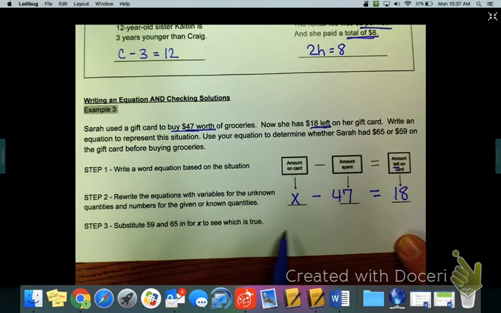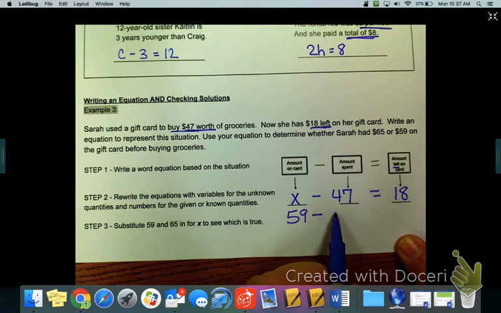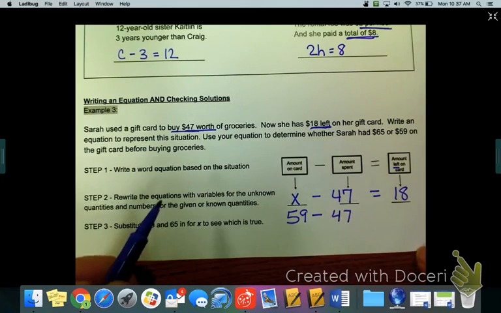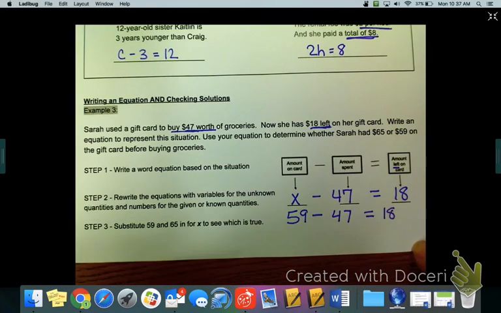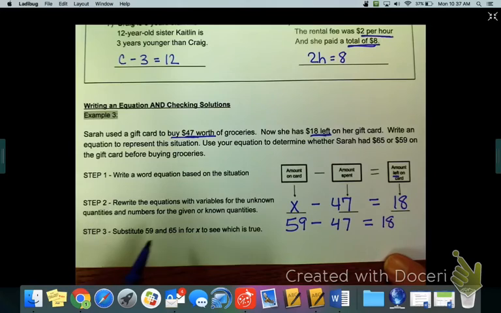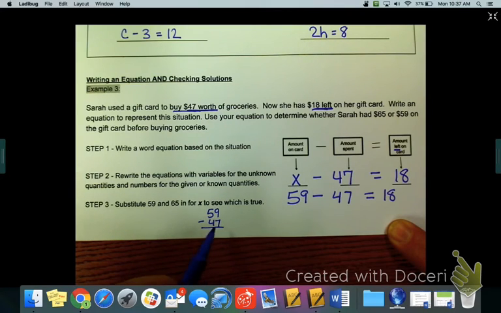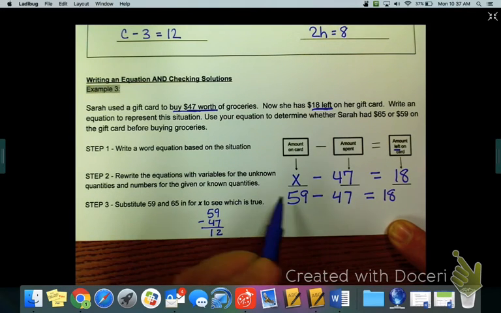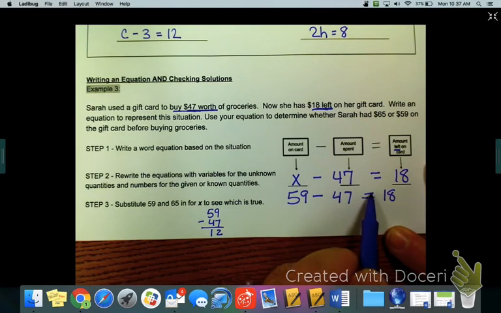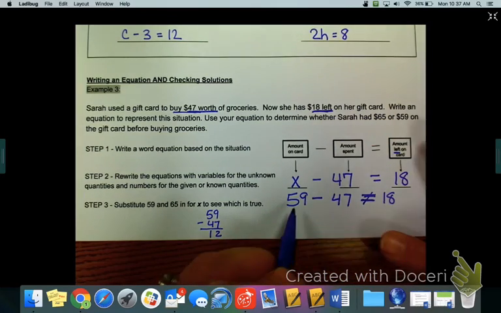So if I put 59 here minus 47, would it equal 18? If you can't do that in your head, you can go off to the side and do 59 minus 47. 9 minus 7, I can tell, is not going to equal 18. I get 12. So 59 is not going to be a solution to the equation. So now I'm going to try 65.